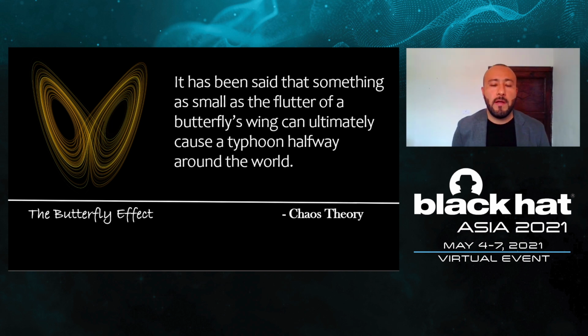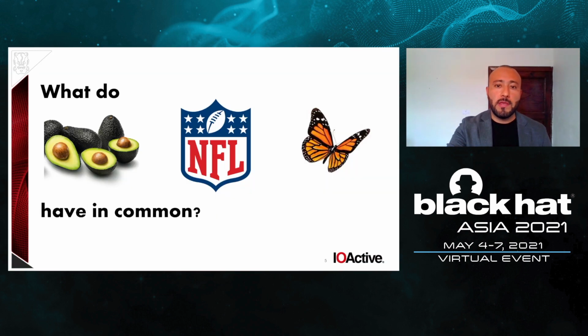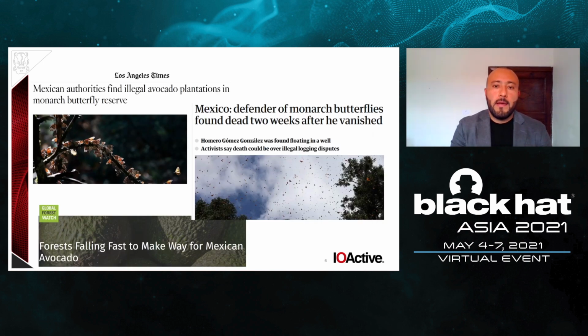First, let's start with the butterfly effect from the chaos theory. It's well known that the flutter of a butterfly's wing can cause a typhoon on the other side of the world. This concept could be taken into the supply chain. For instance, what do avocados, the NFL, and the monarch butterflies of Mexico have in common? Well, the Super Bowl is one of the most broadcasted events, and people demand tons of avocado, but particularly from a specific part of Mexico, in the central lands.